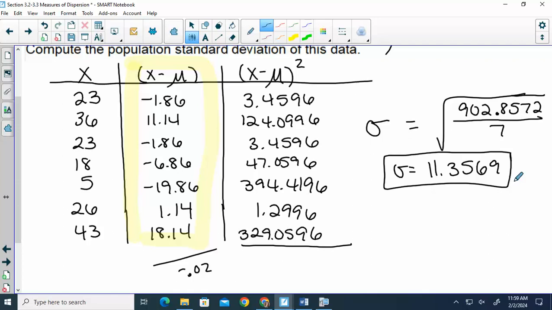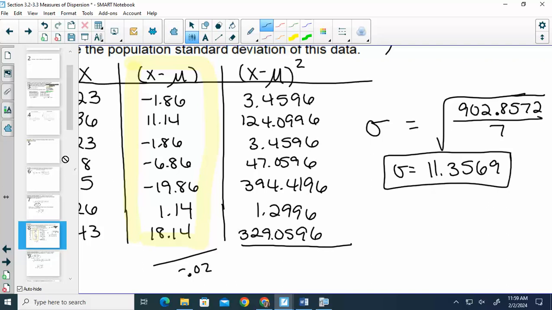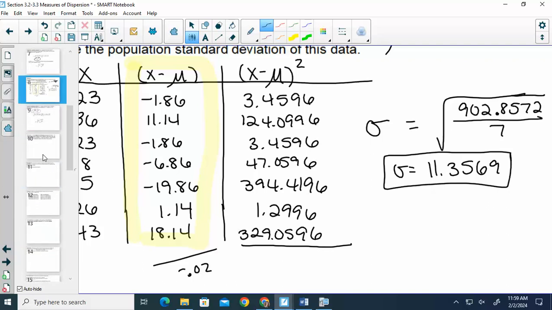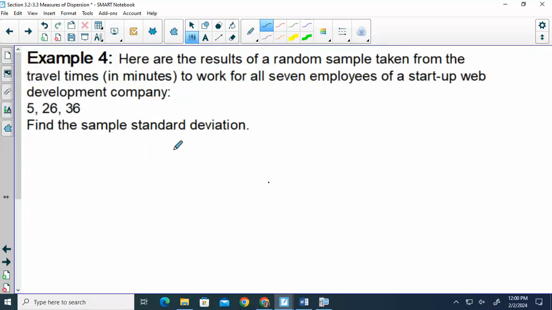So let's say I wanted to find the standard deviation of a sample. Let's say out of that group I took a sample of 3 employees. If I want sample standard deviation, it's very similar. We have to add up the values minus the mean squared, divided by n minus 1. So if I'm going to do the sample standard deviation, I need the mean of this sample.